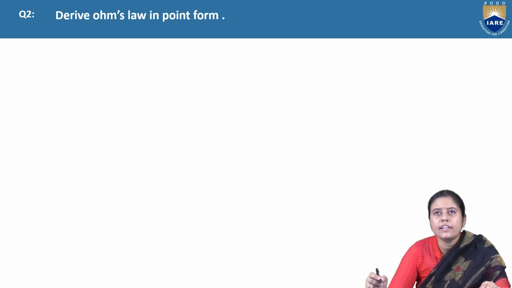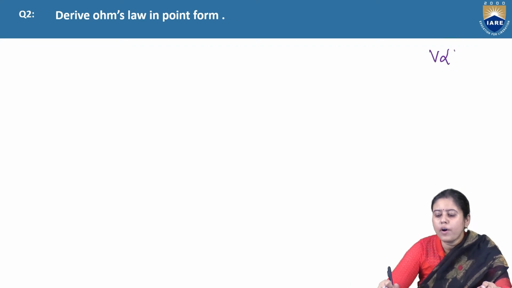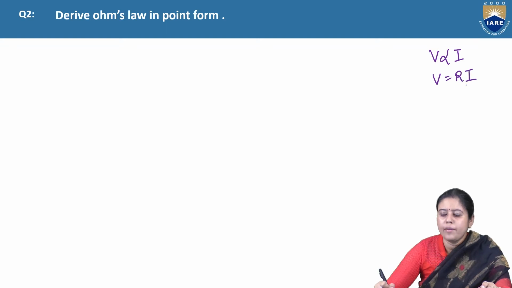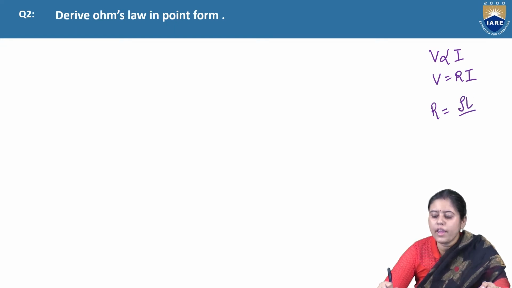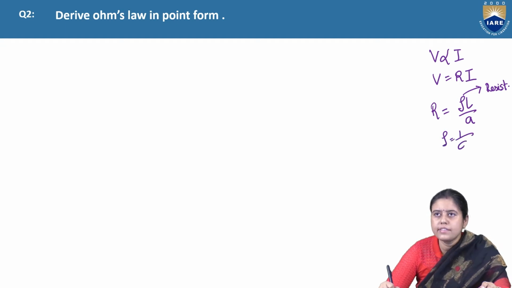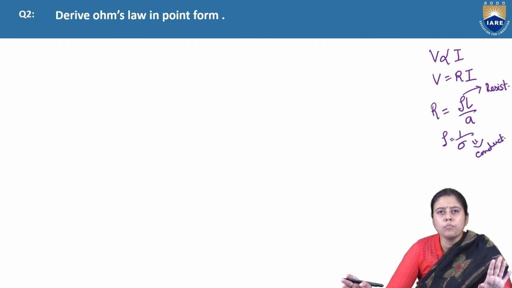So we know that Ohm's law is V is directly proportional to I. Then we can write V equals R times I. R is known as the resistance. Resistance is defined as rho L by A, where rho is known as the resistivity, and rho equals 1 by sigma, where sigma is the conductivity. So this is the basics of our Ohm's law.